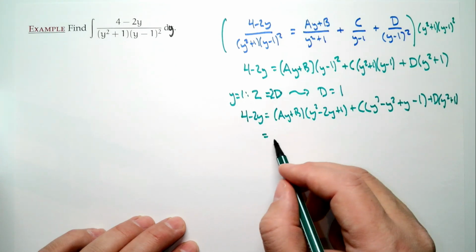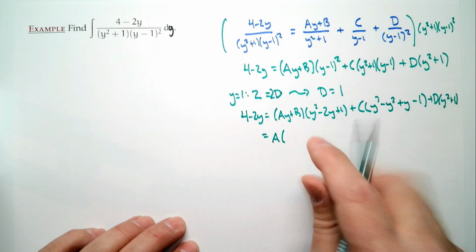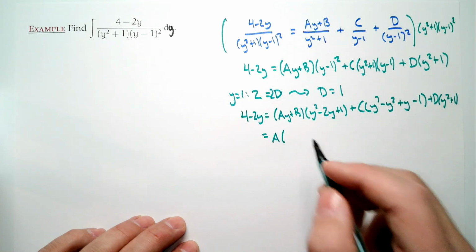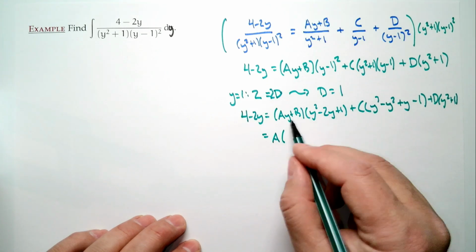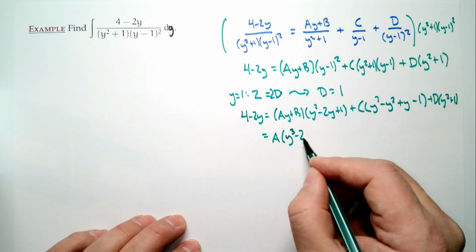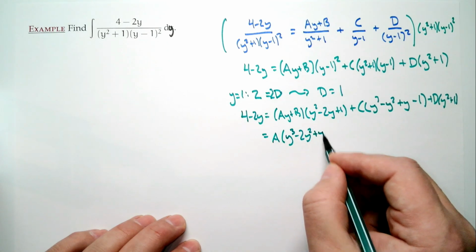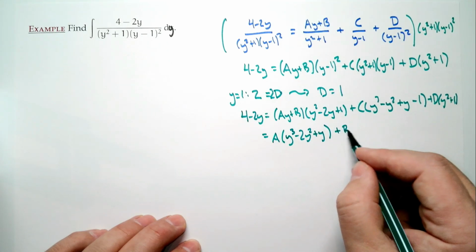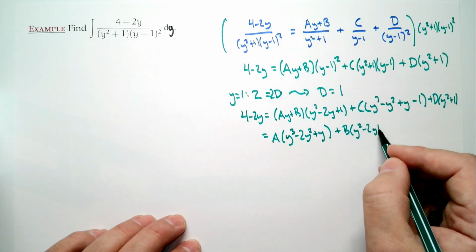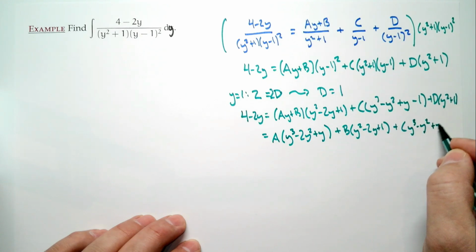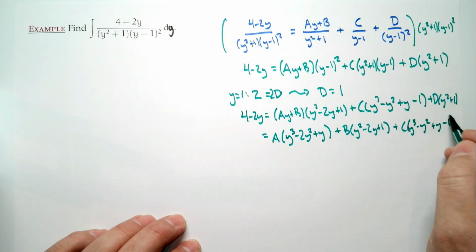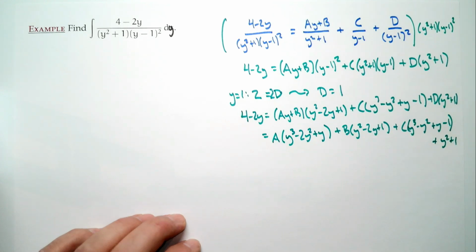So what do we end up with? Well, we have a times, did I make a mistake? Or I think I'm okay. I'm going to multiply the y through, so y cubed minus 2y squared plus y plus b times y squared minus 2y plus 1 plus c times y cubed minus y squared plus y minus 1. Oops, forgot my parenthesis. And then, actually, we know what d is. We can just replace what d is. So plus y squared plus 1. Okay?